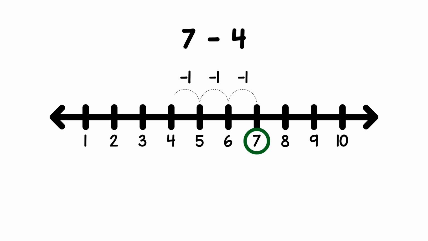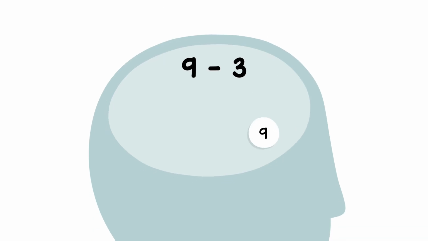6, 5, 4, 3. The number you landed on, 3, is the difference. So 7 minus 4 equals 3. When you are comfortable using counters and a number line, try holding the greater number in your head and counting back mentally. This is a great next step for building math confidence and fluency.